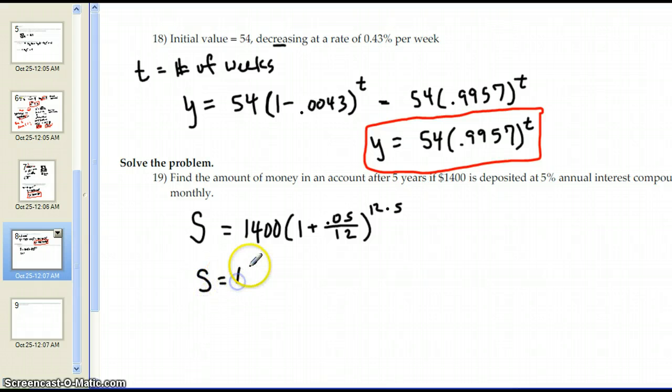Alright, so this is what I'm going to put into my calculator, 1,400 parentheses 1 plus 0.05 over 12. You put 0.05 over 12 alone in your calculator and hit enter, you get a decimal that repeats, and here we want to try to avoid that if possible. We want to only round one time at the very end. So this is what's going to go into my calculator.